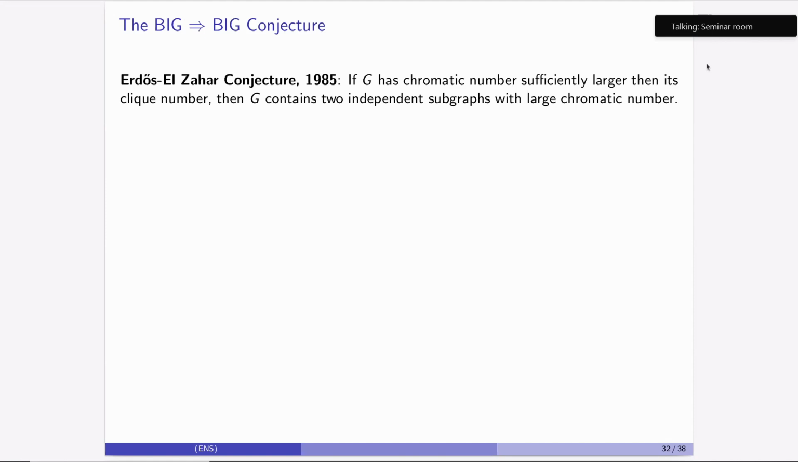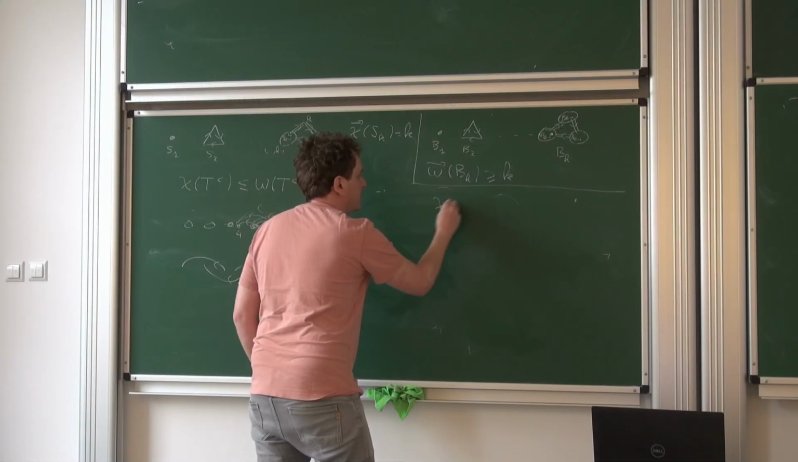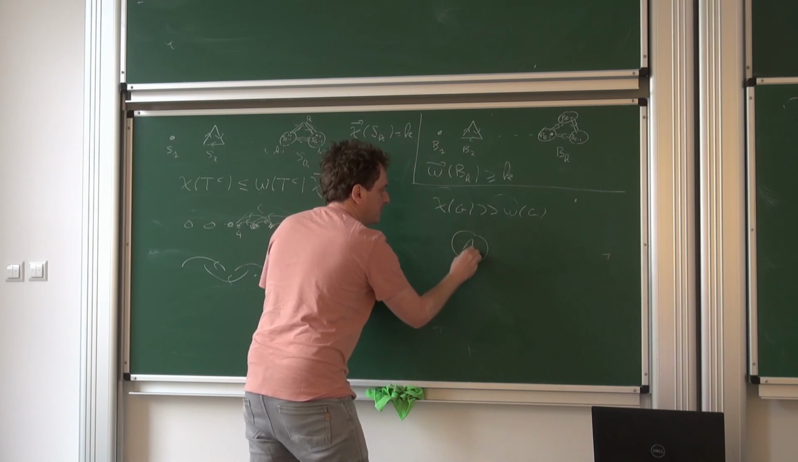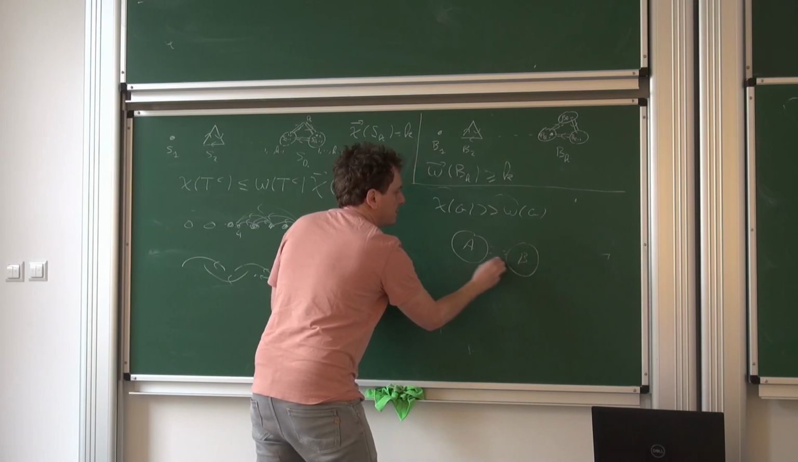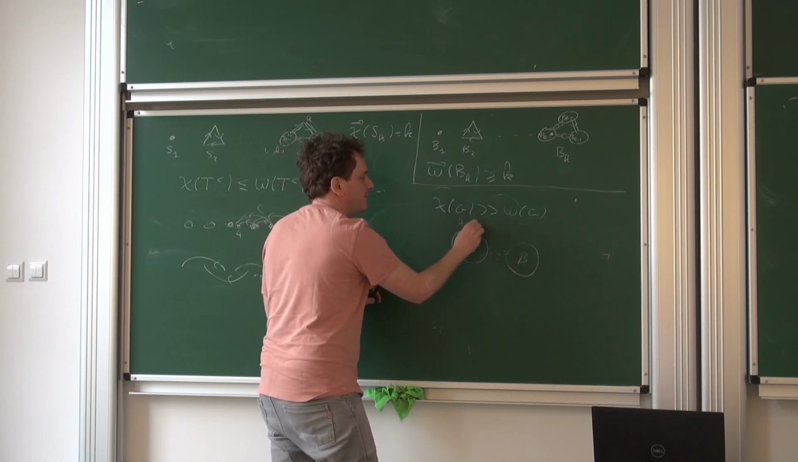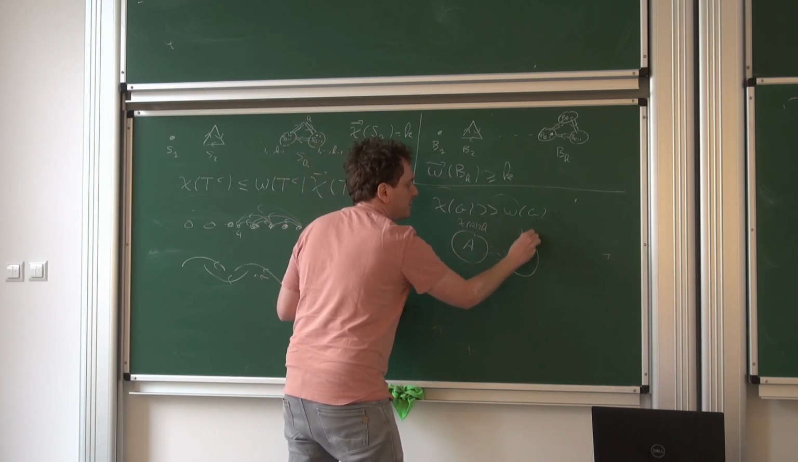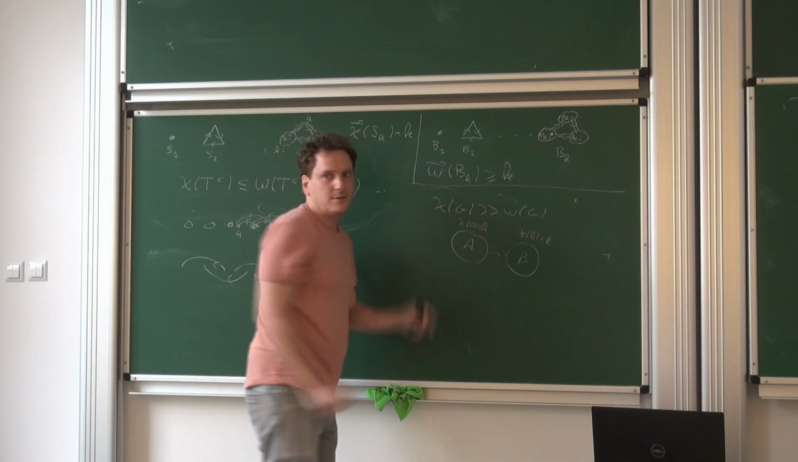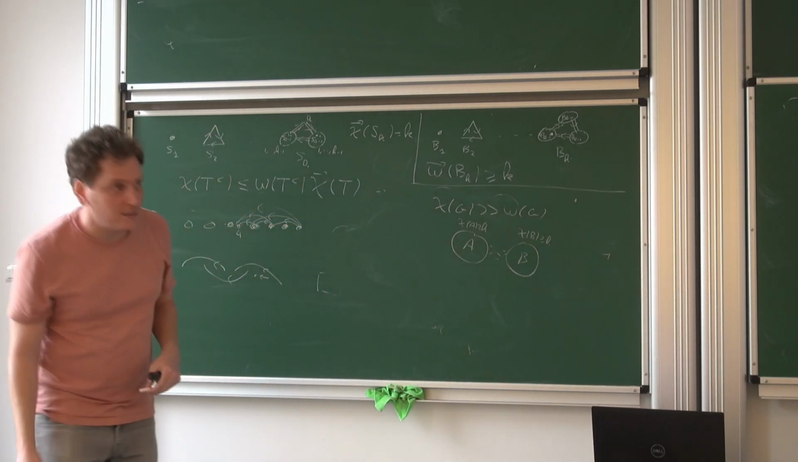It's the Erdős-Hajnal conjecture from 1985. And it says that if the chromatic number of G is way larger than omega, then you can find, so if chi of G is way larger than omega of G, then you can find two subgraphs A and B, so that there is no edge between them, and chi of A is large, and chi of B is large. The large here depends on the gap between chi and omega. This is very nice.